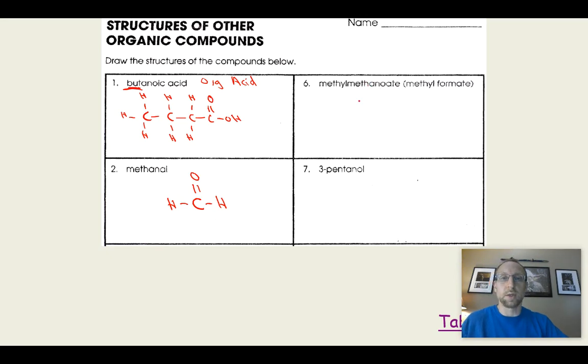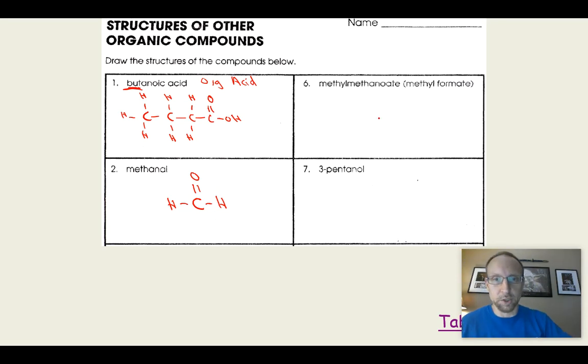So with the esters and the ethers, the easiest way to do those is to draw the functional group first and then build off of it. So those are a little bit different. Generally, you just write your main chain and then add in the functional group. But for the ethers and the esters, draw the functional group first and then build your organic compound off of it. So what's our functional group?